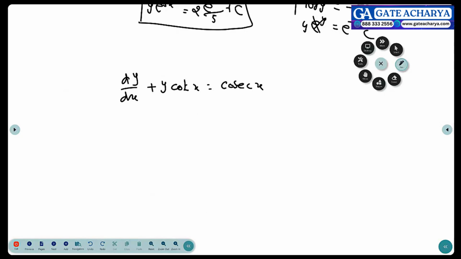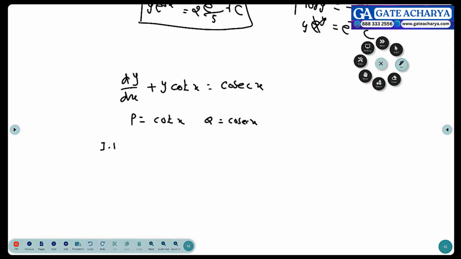We check whether it is an ordinary differential equation, a first order ordinary derivative or not. dy by dx alone. Okay. P into y. Right hand side is q. Both p and q are functions of x. Therefore, it is a first order linear differential equation. So immediately we find what p is and what q is. P is cot x and q is cosecant x.